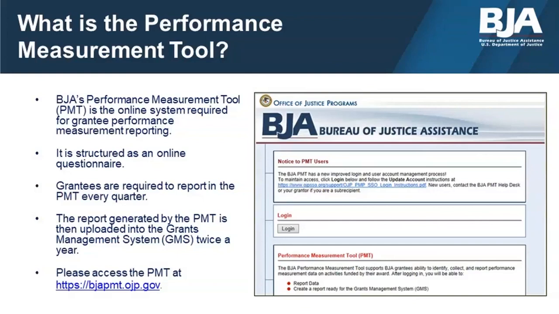Keep in mind, the Performance Measurement Tool, or PMT, is a separate system from the Grant Management System, or GMS, which you use to manage and report on many other aspects of your grant. Twice a year, we require you to generate a report out of the PMT system that you will upload into the GMS system. This allows the information you report into PMT to be accessible to all the grant program managers at BJA that you work with. At the bottom of the slide is a link to the PMT website, which you can explore once your login credentials are created.